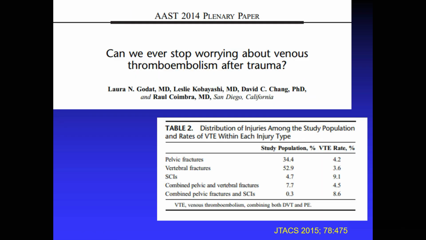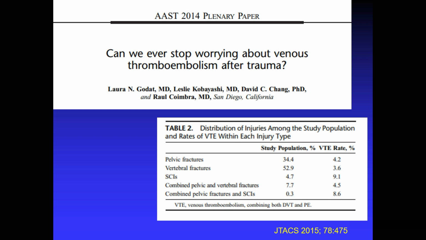How long do these patients remain at risk? I mean, if someone's paralyzed, for example, do they need perpetual chemical prophylaxis? Investigators at UCSD sought to answer this by reviewing data on all California trauma patients from a statewide database between 1995 and 2010, specifically looking at pelvic fracture patients, vertebral fracture patients, and spinal cord injury cases. Not surprisingly, they found that spinal cord injuries were associated with the highest risk of VTE.